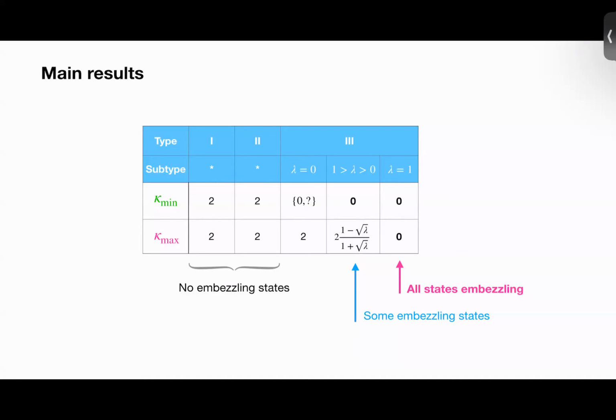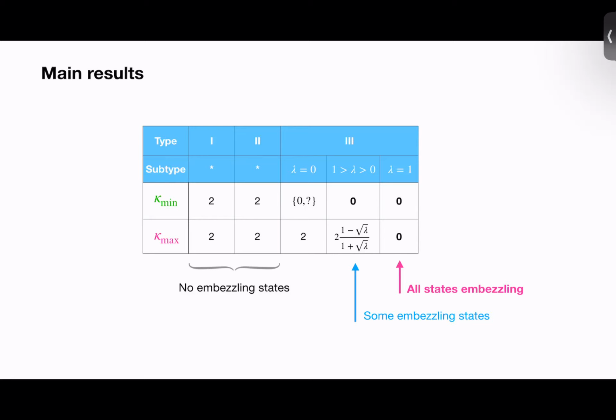Good. So in type 3,1, all states are embezzlers. In type 3,lambda with lambda between 0 and 1, we always have at least one embezzler, and kappa max is this funny function depending on lambda. And type 3,0 is a very complicated case of its own. I will not talk about it in this talk.